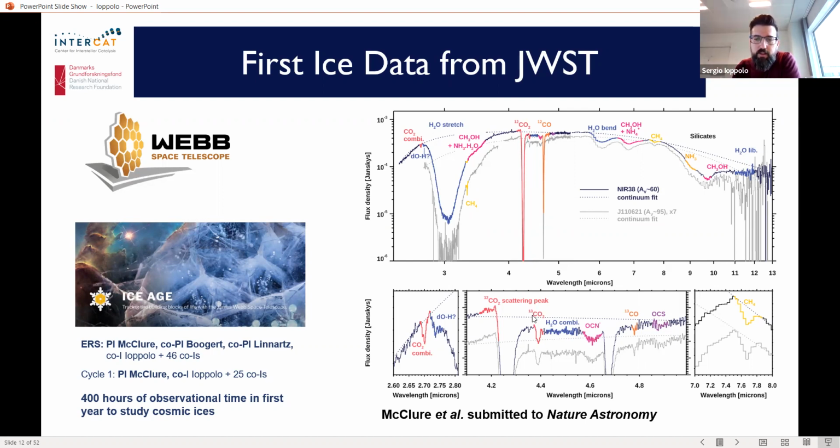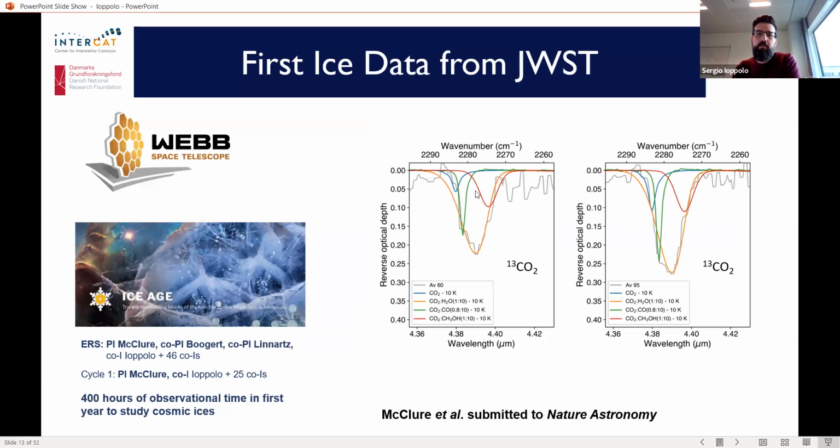So we have now clear signals from 13CO2, 13CO. And as you can see here now, with the resolution that we have at the moment, we could already fit the 13CO2, not just the regular, the natural 12CO2, but the 13CO2, so the weak bands, with a series of laboratory data.